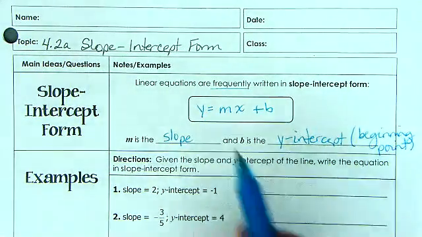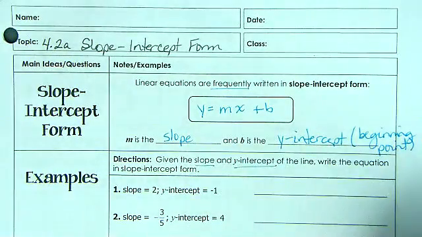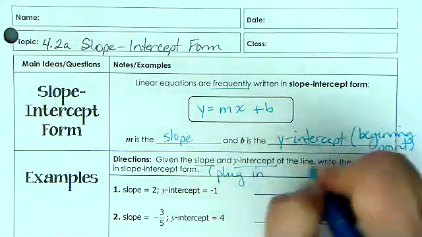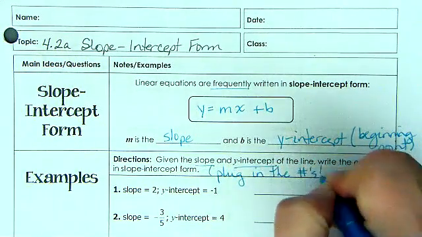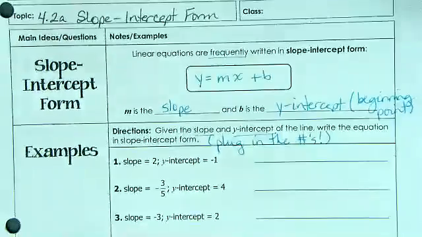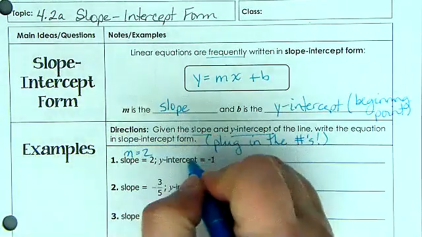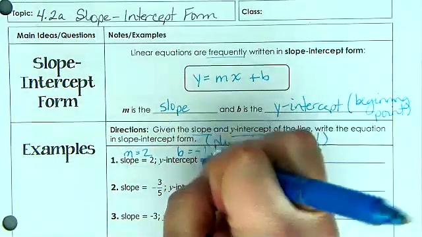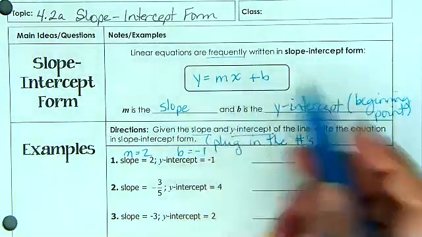All right, so when we're given the slope and the y-intercept, we want to write the equation in slope-intercept form. What that pretty much means is plug in the numbers where they belong. So it gives me the slope, that's m equals 2, the y-intercept, that's b equals -1. And we plug it in to our y equals mx plus b formula.